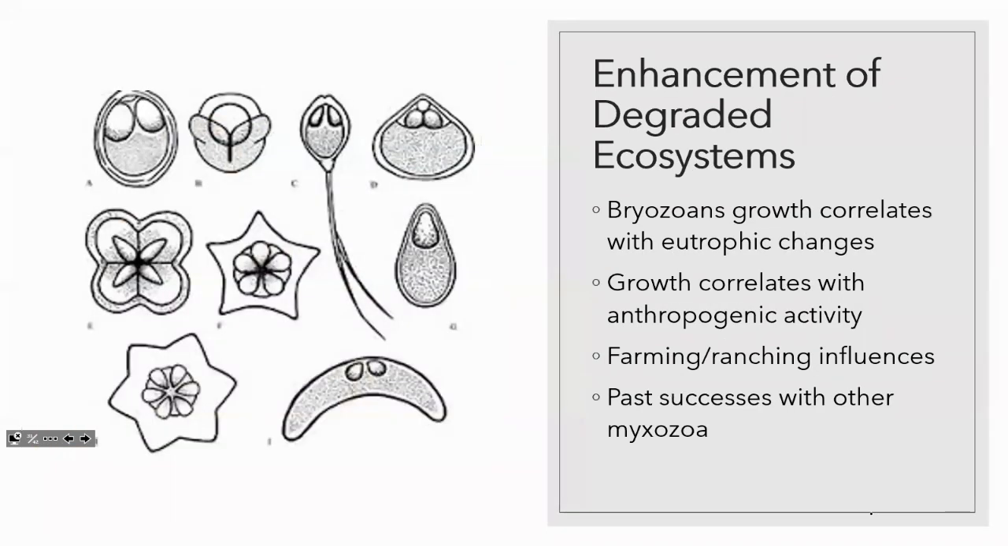The enhancement of degraded ecosystems is an interesting thought. As I said, with M. cerebralis, the cousin of T. bryo, this actually has been shown to be somewhat effective. As I said, bryozoan growth correlates with eutrophic changes. So when there's more organics in the water, the bryozoan biomass increases. So by limiting the amount of eutrophication of rivers, we may be able to control bryozoan growth.